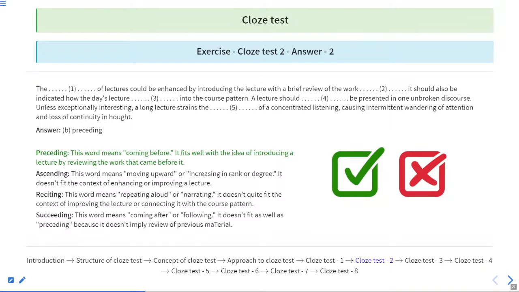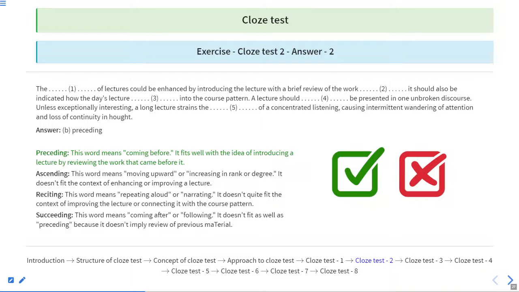The word means coming before. It fits in well with the idea of introducing a lecture by reviewing the work that came before it. Ascending is not correct because ascending means moving upward or increasing in rank or degree. It doesn't fit in the context of enhancing or improving a lecture.